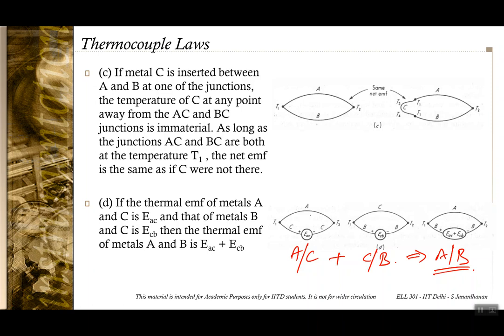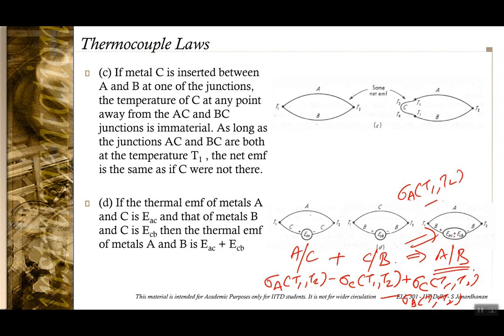Okay, and actually this is quite simple to understand, as long as the two materials are homogeneous. So this will be sigma A T1 T2 minus sigma C of T1 T2 plus sigma C of T1 T2 minus sigma B of T1 T2. So this will turn out to be the same expression. This will be sigma A of T1 T2 minus sigma B of T1 T2.